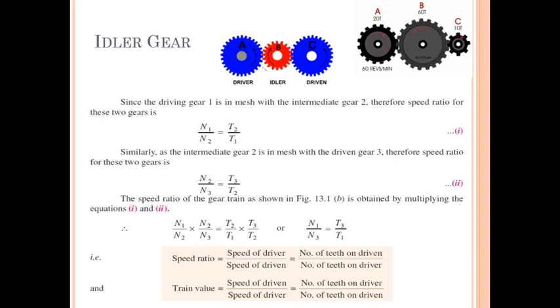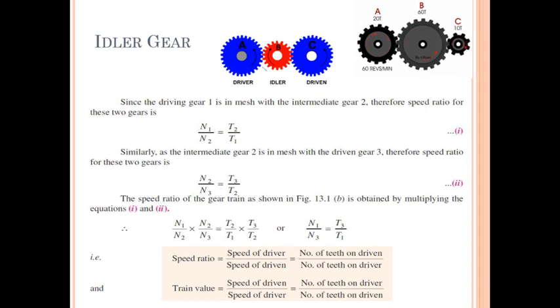Therefore input and output shafts are rotating in the same direction because of one idler gear. If you provide 3 idler gears, then also input and output shafts will rotate in the same direction. If you are using 5 idler gears or intermediate gears, then also you will get the same direction of rotation of input and output shaft.